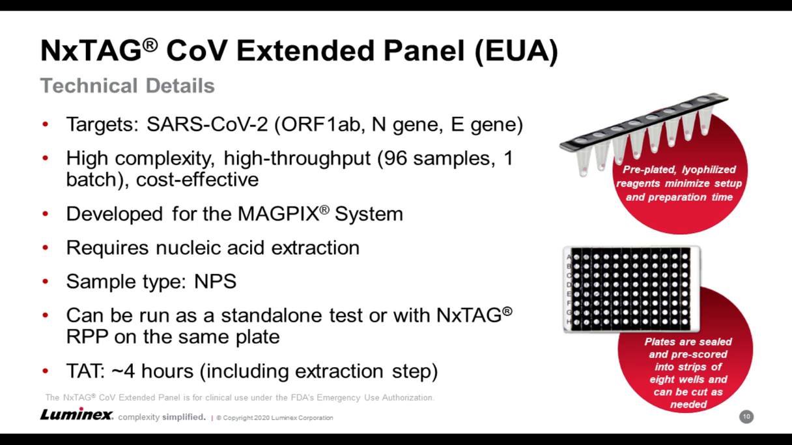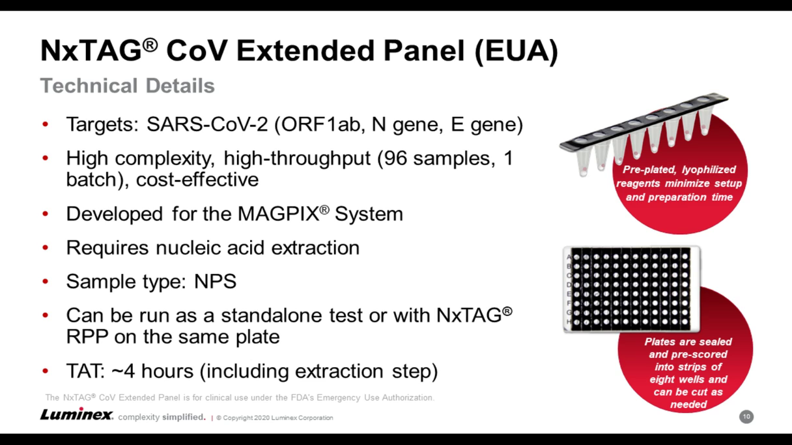Thank you, Sherry. So up first, I'll be discussing the NextTag CoV extended panel. This targets the SARS-CoV-2 via the ORF1ab, N, and E gene. It's very high throughput and can do up to 96 samples at a time. It's very cost effective, but it's also highly complex.